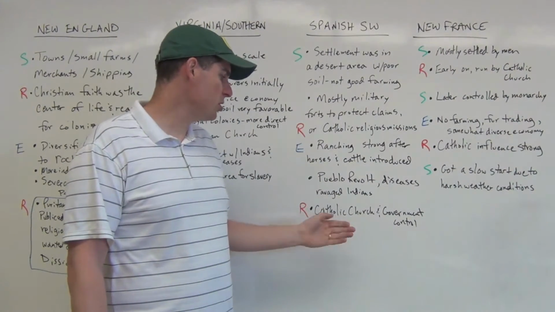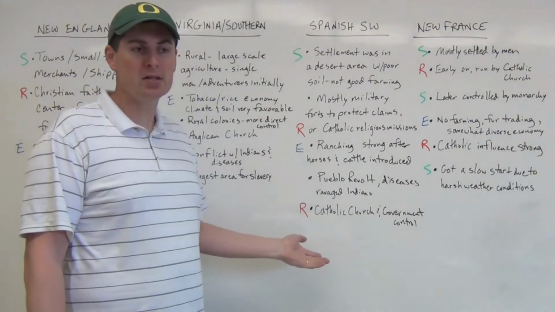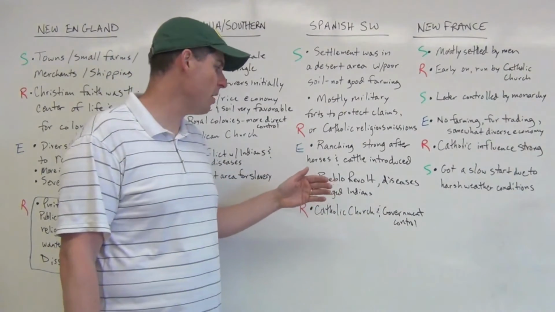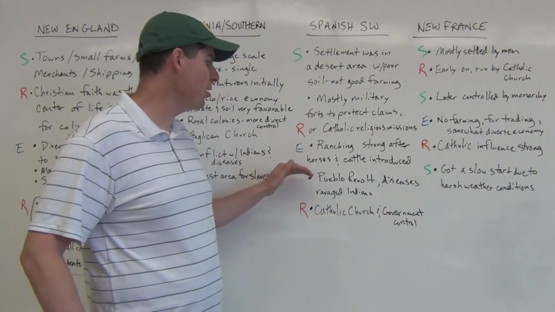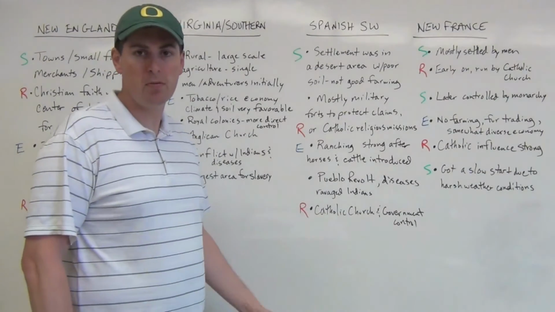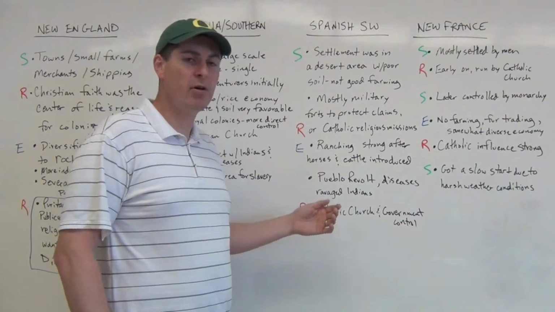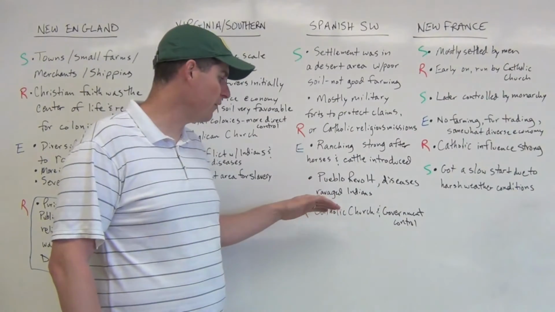You do see some people coming from Mexico that are moving up as the Spanish move up there. Ranching becomes the strongest thing economically. That's my E here. Horses and cattle are introduced, and then ranching takes hold. They had grasslands that were good for that. They just didn't have land that was going to be conducive to a lot of farming.